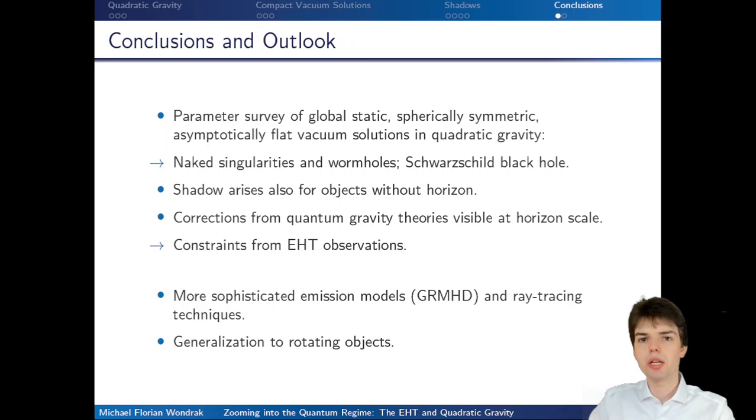So in summary, what we can say is that we have done a parameter survey for these black hole-like objects, Schwarzschild-like objects, global, static, spherically symmetric, and asymptotically flat in quadratic gravity, and there were more or less no black hole solutions, but most were naked singularities and wormholes. Also in these cases, without horizon, we have a shadow, which is sometimes underappreciated. And in particular, for our quantum gravity theories in the classical limit, we find observable differences at the horizon scale. And we can derive constraints from ngEHT observations, which is quite exciting.